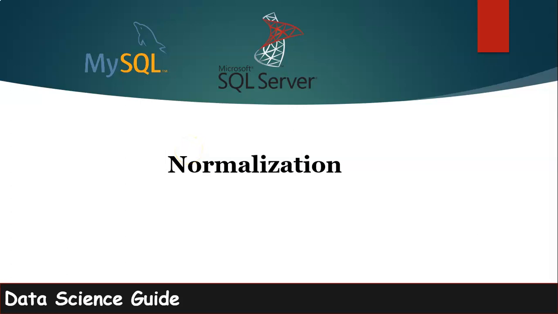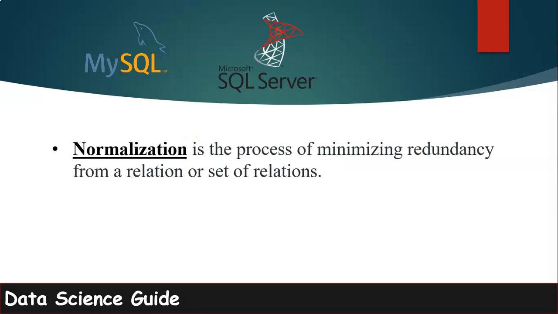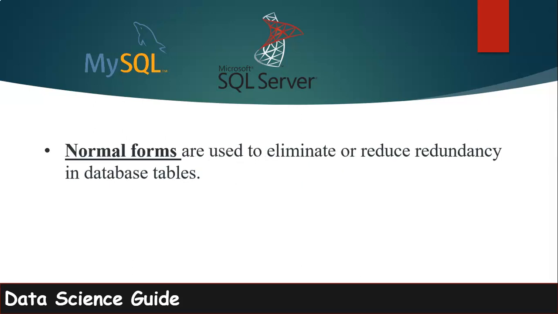Welcome everyone to this tutorial about normalization. Normalization is the process of minimizing redundancy from a relation or set of relations. So, the purpose of this process is to minimize the redundancy of data as much as possible to ensure consistency and avoid any redundant data. And there are several levels or forms used to eliminate or reduce redundancy in database tables.